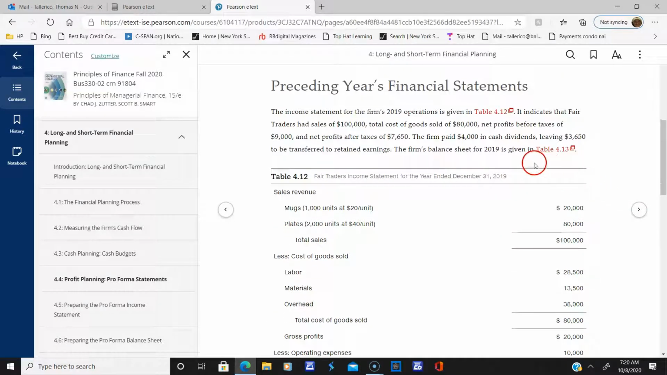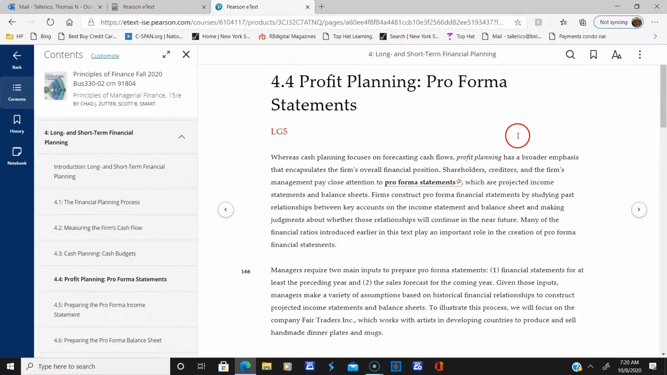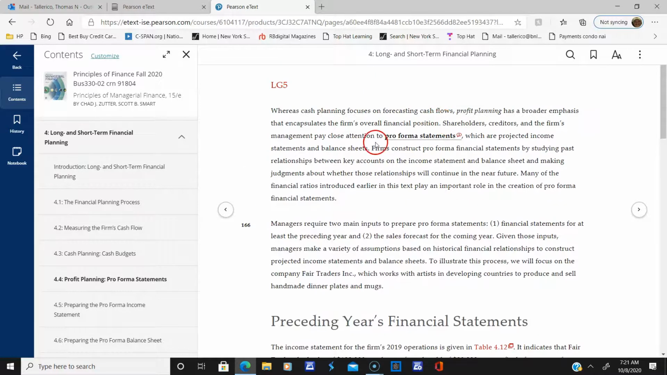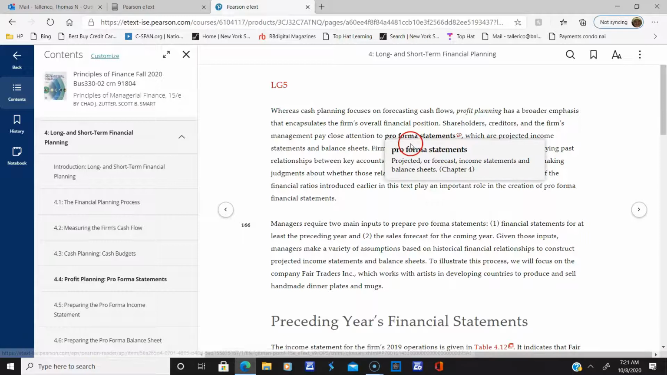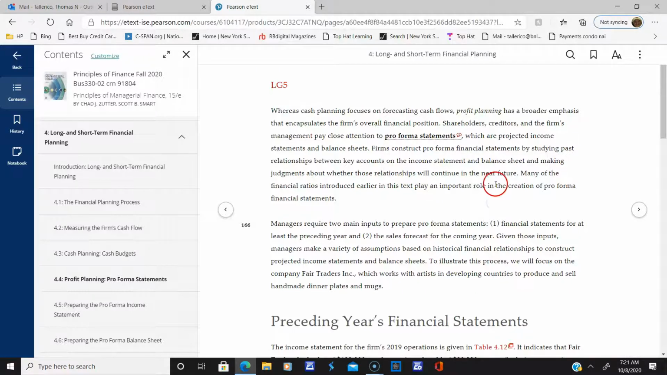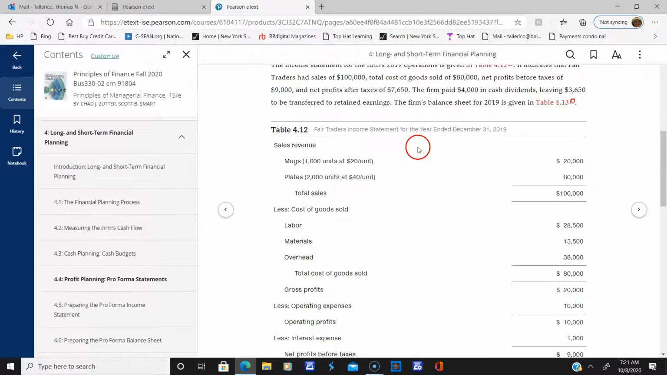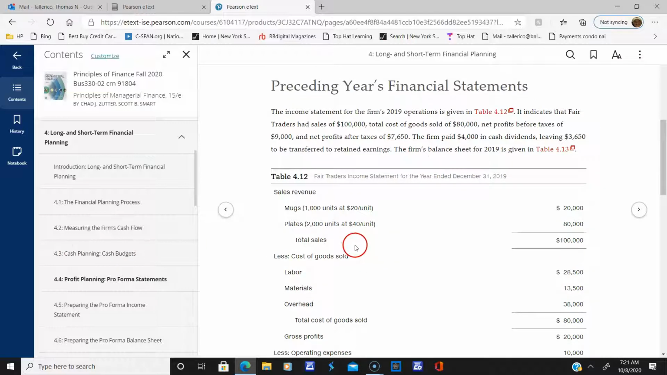Now we're going to look at putting a pro forma statement together. Pro forma means a forecasted future statement. Let's click on that and see what that means: projected or forecast income statements and balance sheets. That's the word pro forma. So here are the previous year's financial statements. These are real numbers because it was the preceding year. You sold some product, mugs and plates, at different prices.